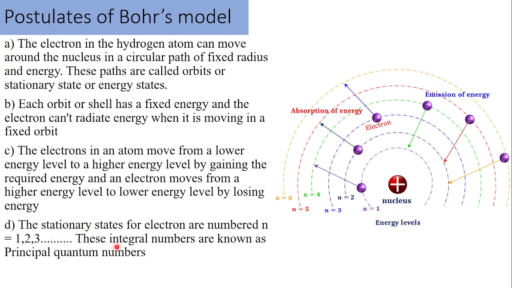Next point আহিলে, the stationary states for electrons are numbered as n equal to 1, 2, 3. These integral numbers are known as principal quantum numbers.